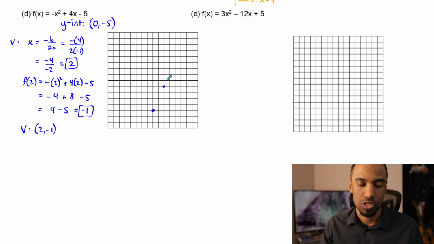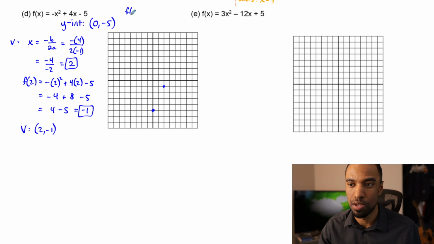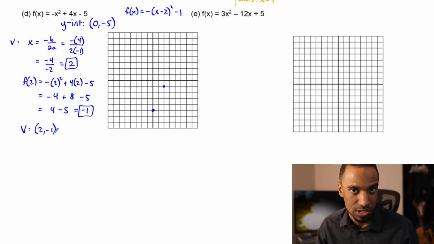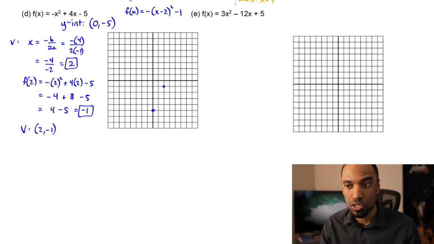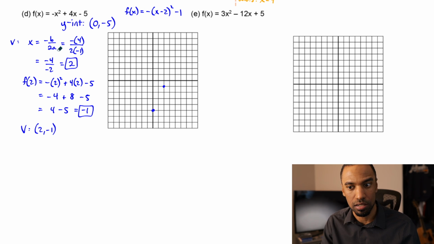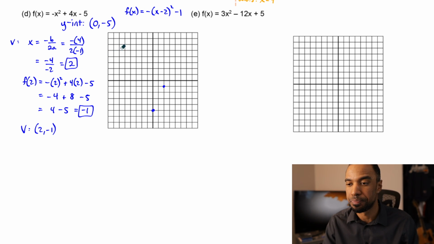If this was in vertex form, this would be the equation: negative 1 stretch factor and x opposite, minus 2 quantity squared, minus 1. Yes, it's possible to write this in vertex form once you know your vertex. There's an actual way to convert from vertex form to standard form without this portion here. It's actually more complicated than this, and this isn't complicated. It's just seeing this formula and then plugging in your number.